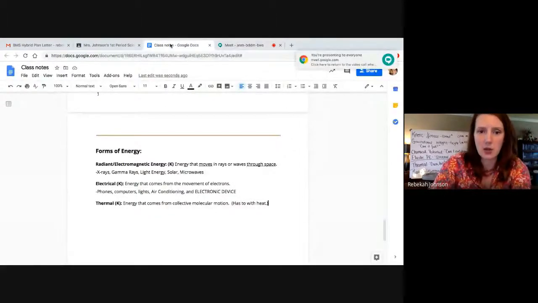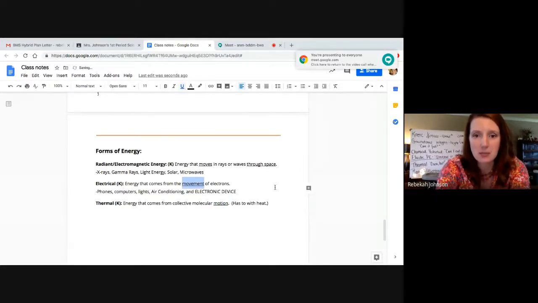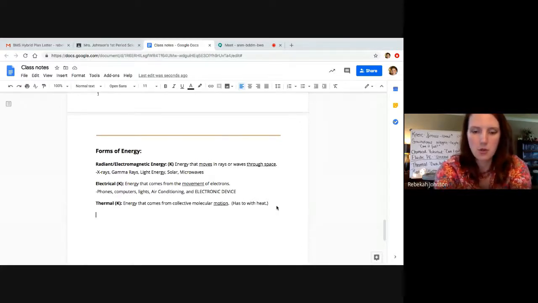All right, so again, we see the word motion. That tips us off to kinetic. We see movement of electrons. It tips us off to kinetic. All right, let's see. We have covered those: electrical, thermal, radiance, and electromagnetic. Nuclear energy. Let's talk about that. Nuclear energy, I would say, is potential energy. It's not entirely unlike chemical energy.